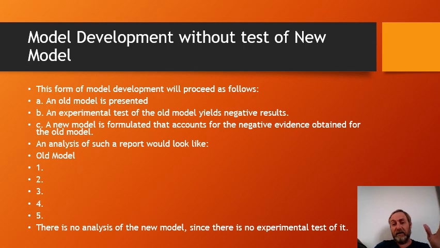So in that case, an analysis of that report would just look like this: a 5-stage analysis of the old model, right? There is no analysis of the new model because you haven't done an experimental test. Just monkeying with the model to make it fit the data you found, for us, doesn't count, right, as support. You have to make a new prediction to get support for that model.